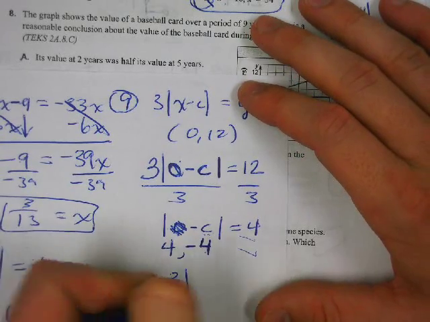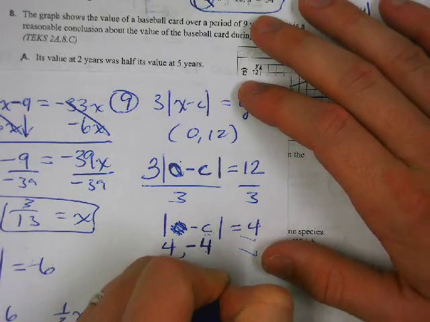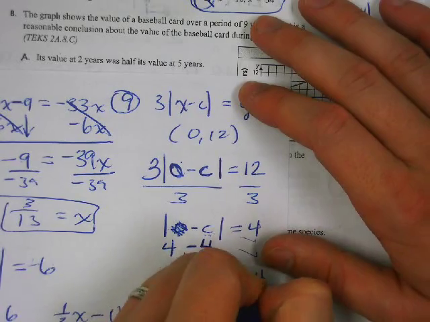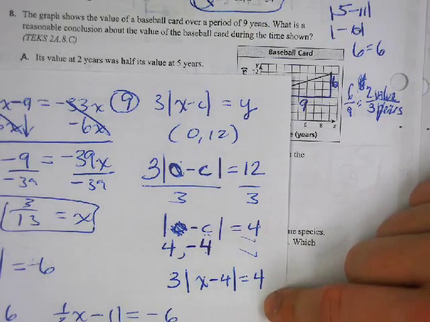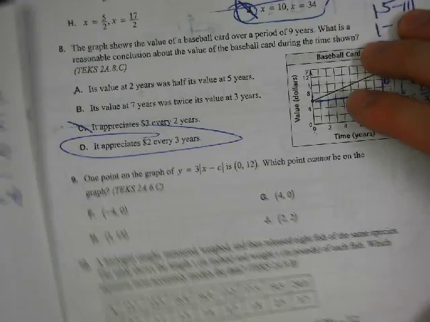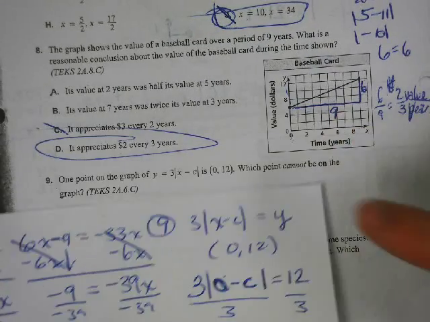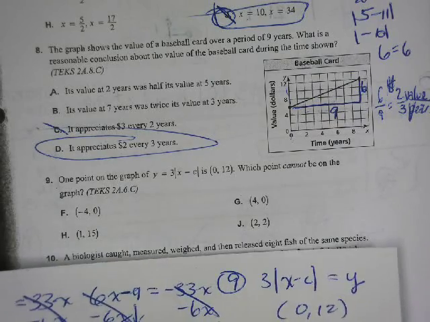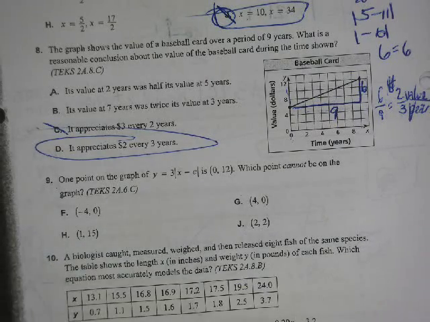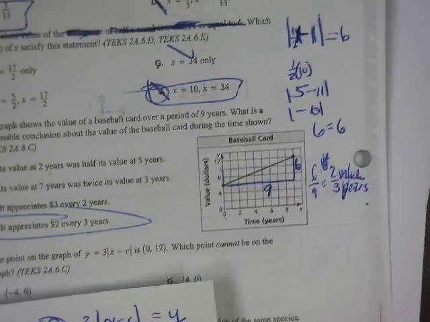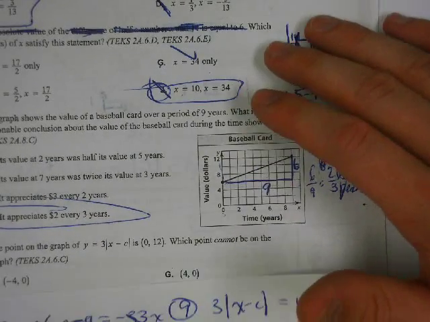So let's do 3 times the absolute value of x minus 4 equals y. And let's see which of our answer options works out for us. If we put in a negative 4, let's see if our model works for us here.